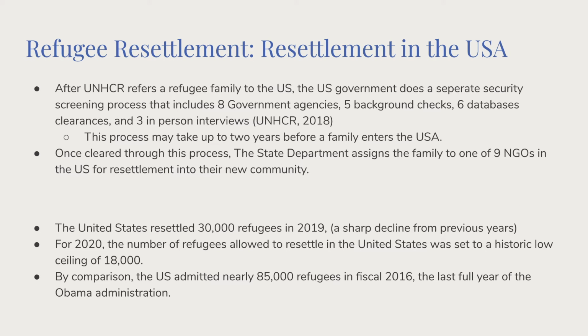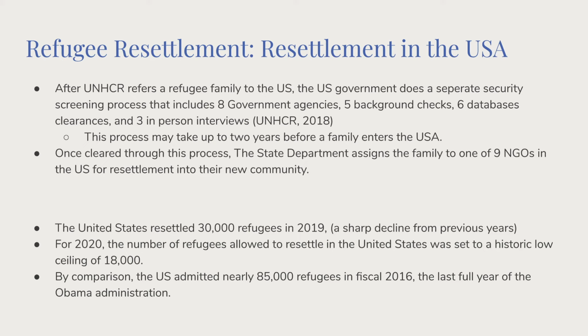Resettlement in the U.S. After UNHCR refers a refugee family to the U.S. government, the government does a separate security screening process that includes 8 government agencies, 5 background checks, 6 database clearances, and 3 in-person interviews. This process may take up to 2 years before a family even enters the U.S. Once cleared through this process, the State Department assigns a family to one of 9 non-governmental organizations for resettlement into their new community.